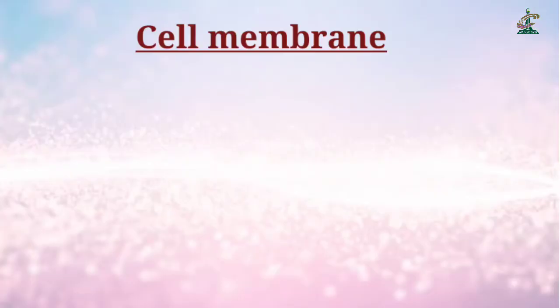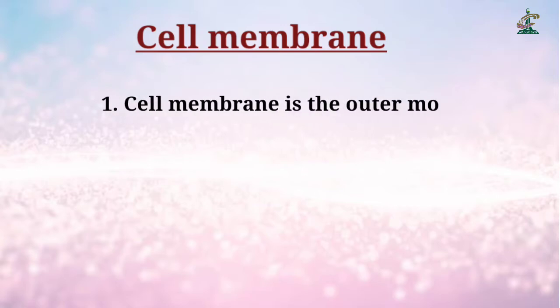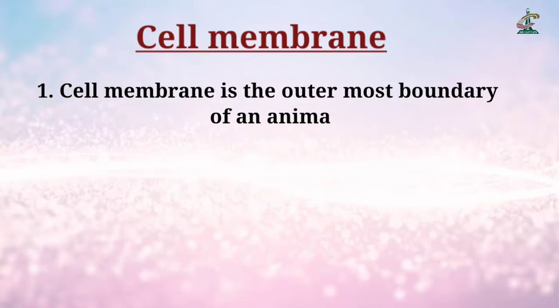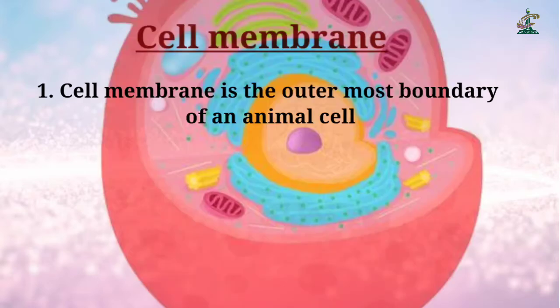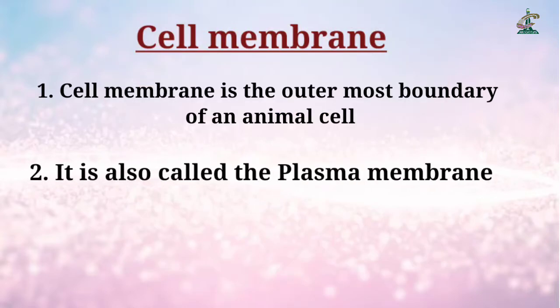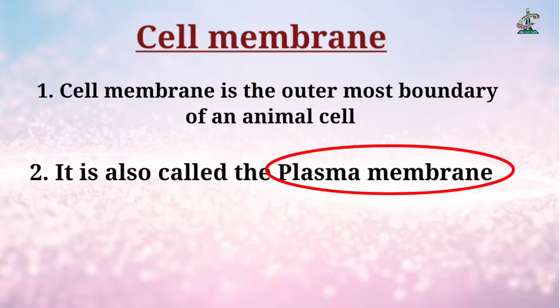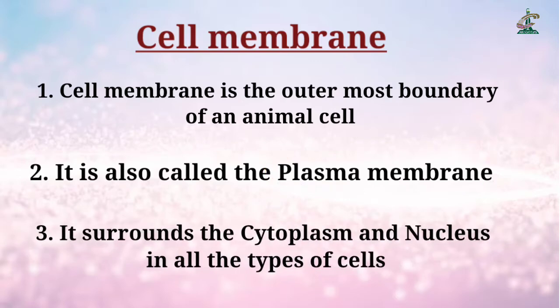So beta, what is the cell membrane? The cell membrane is the outermost boundary of an animal cell. It means that the cell membrane is present on the outermost boundary. It is also called the plasma membrane. So what is the other name of the cell membrane? It is the plasma membrane. Okay? It surrounds the cytoplasm and nucleus in all types of cells.